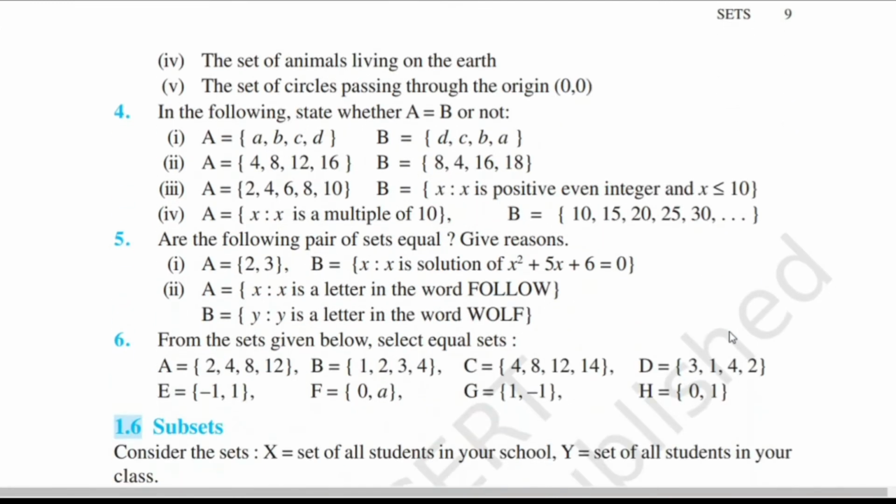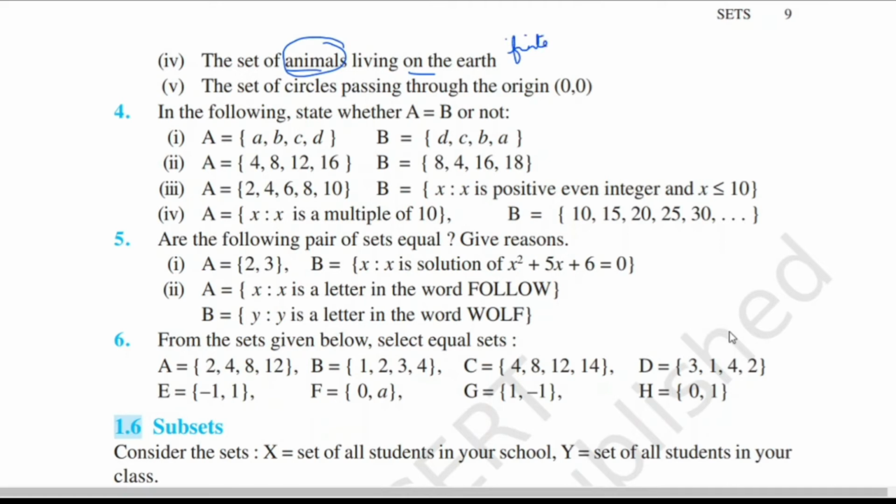Okay, still we have here the set of all animals living on earth. Here there is a confusion whether it will be finite or infinite. When we look at the number of animals living on earth, yes, definitely it's a very huge number, but still it can be counted. It is countable, so it is a finite set.